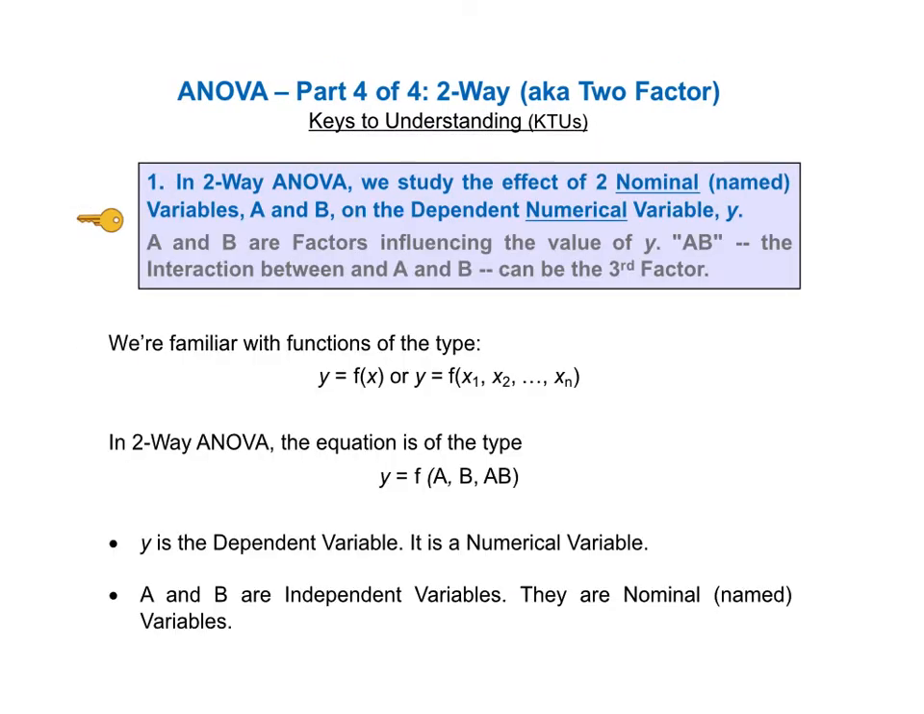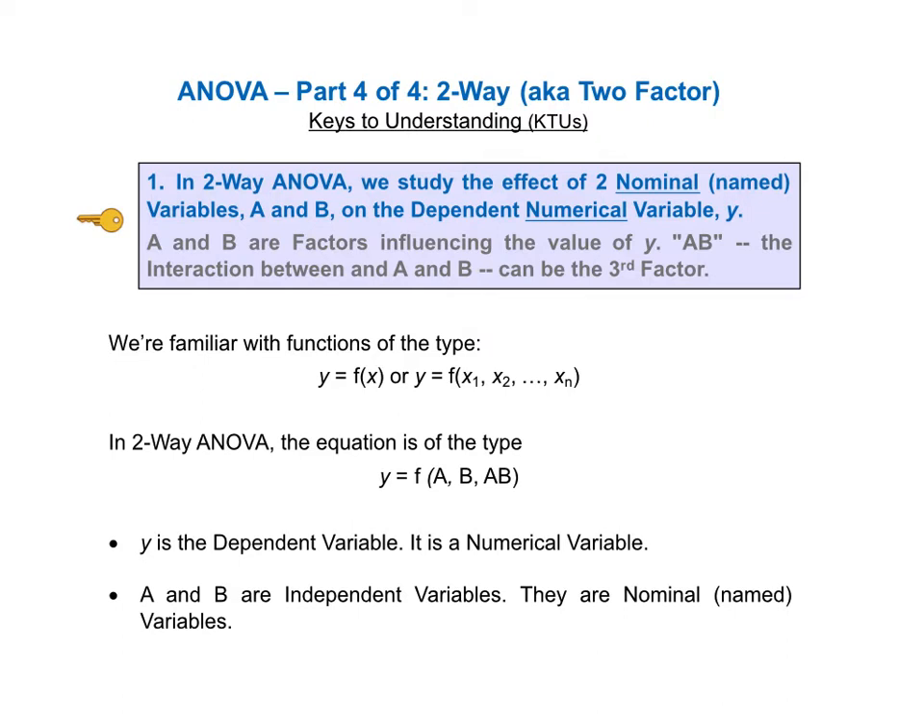Let's now begin our detailed explanation of each key to understanding. The first part of KTU number 1 says, in two-way ANOVA, we study the effect of 2 nominal, that is named, variables, A and B, on the dependent numerical variable y. Now we are all familiar with functions such as y equals f of x or y equals f of x1, x2, ... xn. In two-way ANOVA, the equation is of the form y equals f of a, b, ab.